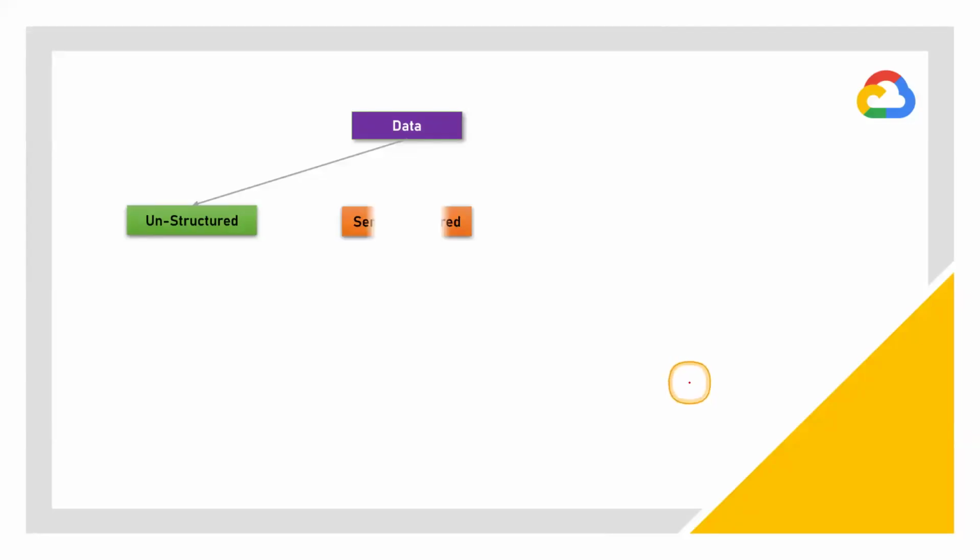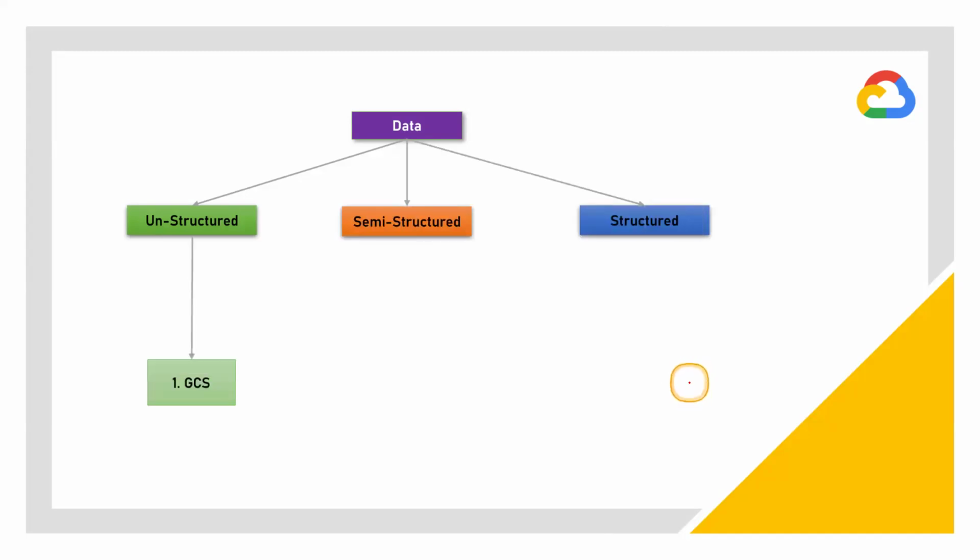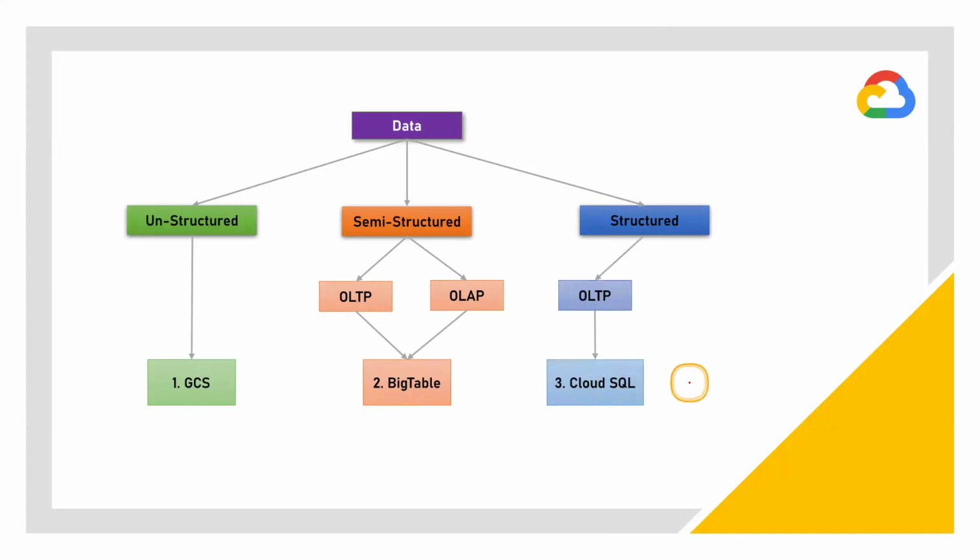Data engineering tools. I would like to start with the storage and database services. Data is categorized into unstructured data, semi-structured data, and structured data. To work with unstructured data, we are covering GCS. To work with semi-structured data, we are covering Bigtable. For OLTP systems in structured data, we are covering Cloud SQL. For OLAP, we are covering BigQuery. So total 4 services we are covering.